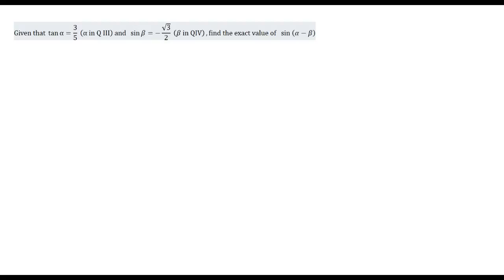Okay, here we're given two ratios. Tangent of alpha is 3 over 5 and sine beta is negative root 3 over 2. We're told what quadrants they're in, 3 and 4 respectively, and we're asked to find the exact value of sine alpha minus beta. Now we know what the formula is for sine alpha minus beta, and I'll just write it out here.